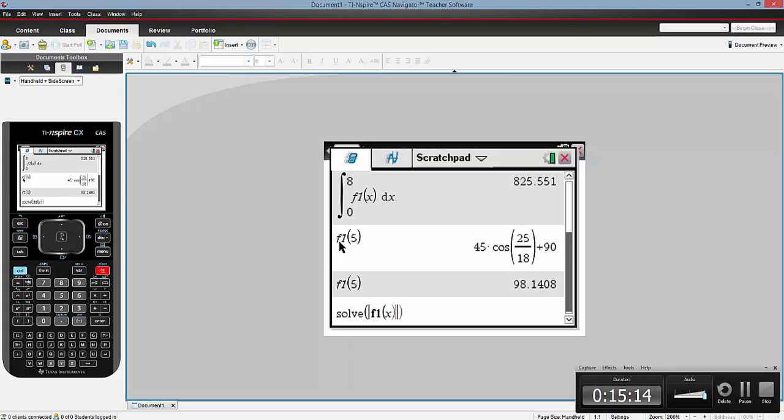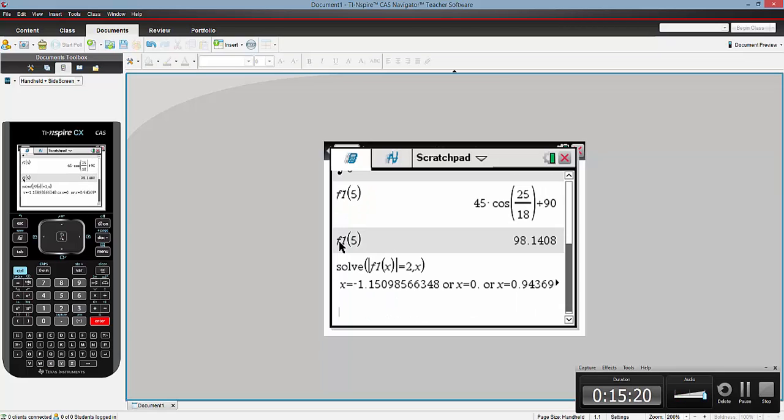Outside the absolute value bar is equal to 2, and then comma x, and then boom. Now I get a bunch of different answers here. So what I want to do is scroll over, and keep scrolling over until I get an answer that is between 2 and 4.